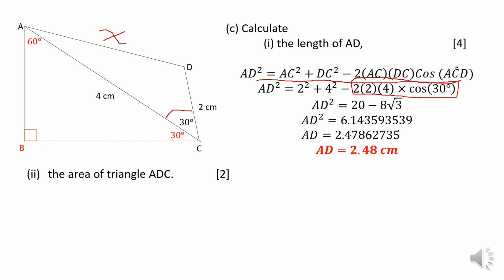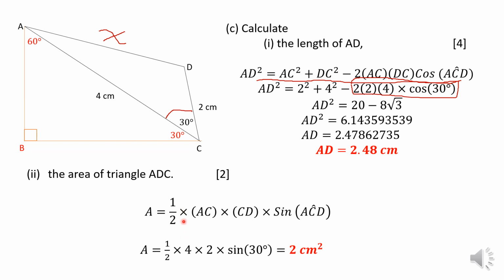Now the next thing that you are supposed to do is to find the area of triangle ADC. Again, you cannot use the old formula for right angle triangles. You have to use the formula a half times the two distances that you are given, multiplied by the sine of the included angle. Once you play around with that, you arrive at the area of this triangle, which is 2 centimeters squared. It's a half times 8, which is 4, and 4 times the sine of 30 degrees gives you 2 square centimeters.